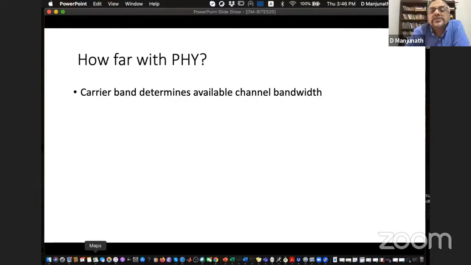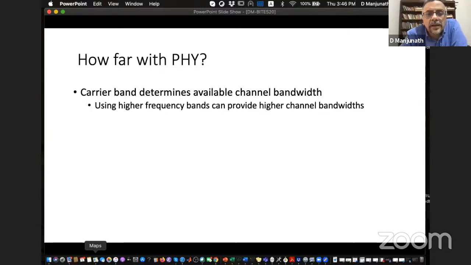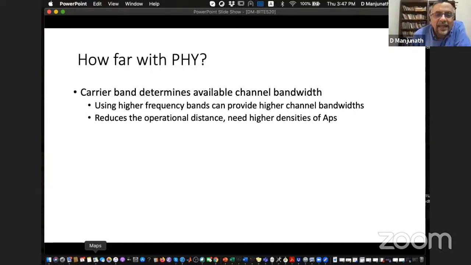Now, how far can you go with Wi-Fi? A key thing is that if you improve the data rates, you need larger bandwidths. And if you need larger bandwidths, you cannot operate at lower carrier frequencies. You have to go to higher carrier frequencies. And the propagation characteristic of higher frequencies is such that you really cannot go very far. So if you go to higher frequencies, the operational distances come down.